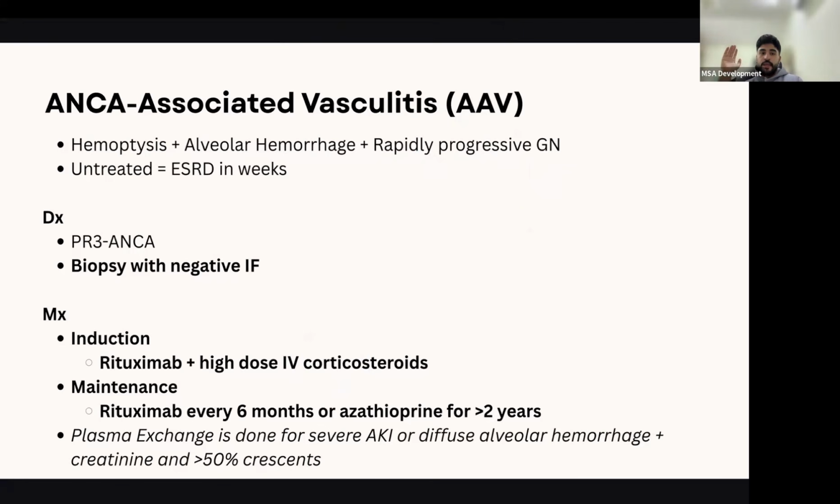Now, if the situation was really severe, where he's having severe AKI symptoms, or he's having diffuse alveolar hemorrhage, and his creatinine levels are really high, and it's involving more than 50% of the glomeruli, what you're going to do is plasma exchange. But it's really reserved for the extreme side of ANCA-associated vasculitis. Okay? All right. It's very important to know how they present, so just keep that in mind.